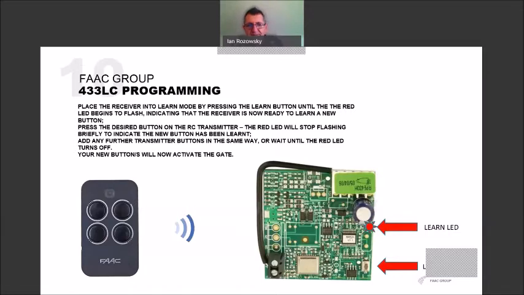And you can then add any further transmitter buttons in the same way. Now, after a period of time, that red LED will turn off, and that means the receiver is no longer in learning mode. Your new buttons will now immediately activate the gate.